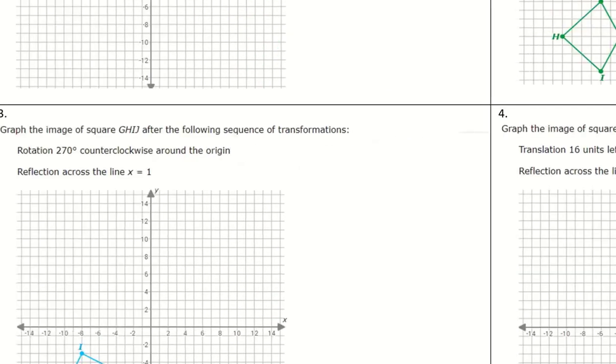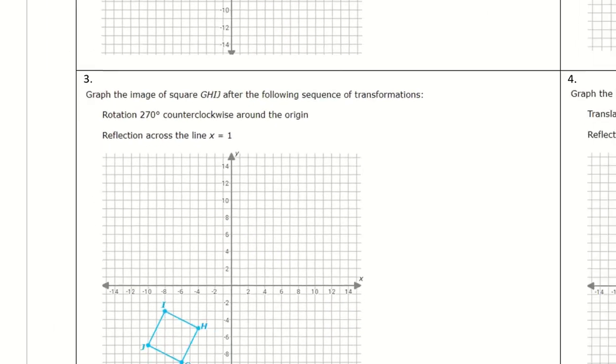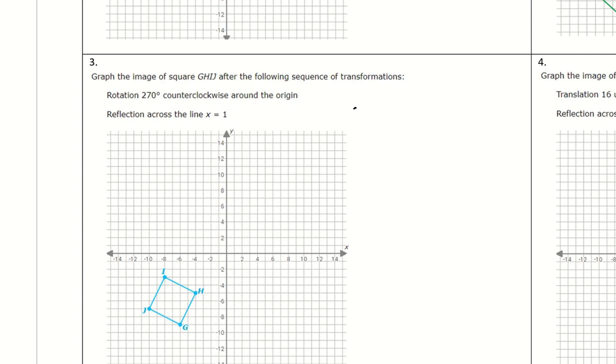All right, so number 3. We have G, H, I, J. Let's write down the coordinate transformation rules. So 270 clockwise, we did that one already. You switch the x and the y, and then put a negative on the second coordinate. Now for the reflection across line x equals 1, I will tell you the rule for that, just to make things a little simple.